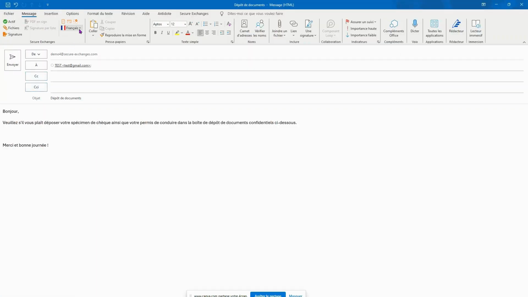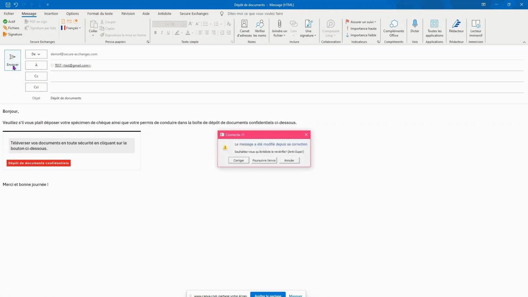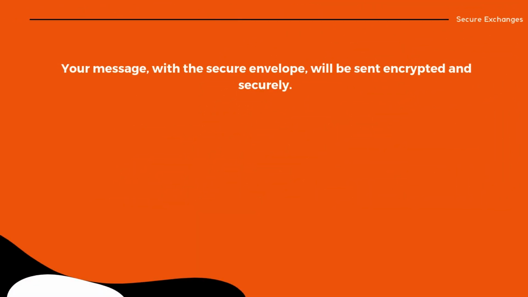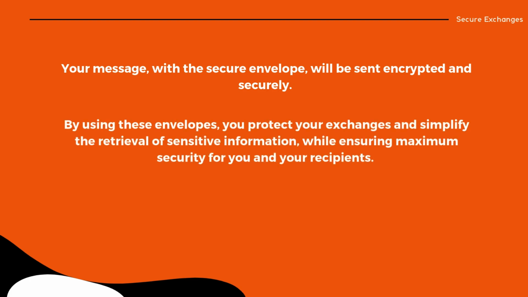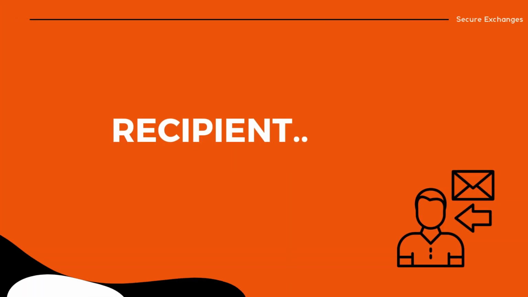To use a standard envelope or a credit card envelope, simply choose the language of your correspondence and click on the icon representing the envelope you wish to send. Again, the envelope you select will be inserted where your cursor is in the message. Once the envelope has been inserted, simply click on Send. Your message, with the secure envelope, will be sent encrypted and securely. By using these envelopes, you protect your exchanges and simplify the retrieval of sensitive information, while ensuring maximum security for you and your recipients. What the recipient sees.